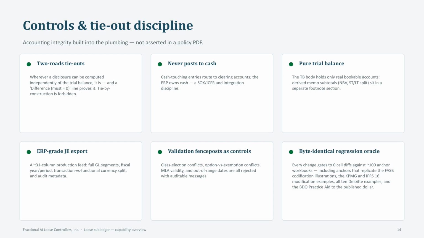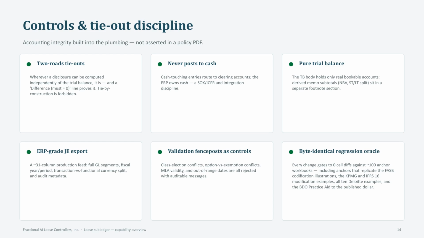Underneath all of it is accounting integrity built into the plumbing, not asserted in a policy PDF. 2-road tie-outs. Wherever a disclosure can be computed independently of the trial balance, it is, and a difference must equal 0 line proves it. Tie-by-construction is forbidden. The subledger never posts to cash. Cash-touching entries route to clearing accounts, and the ERP owns cash.